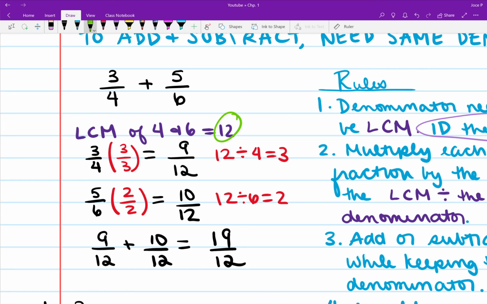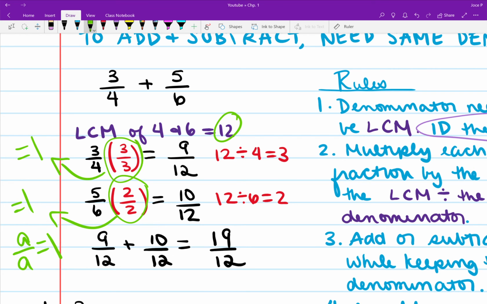If you multiply any number by something over the same something, for example, 3 over 3, 3 over 3 is equal to 1. Same here, 2 over 2 is equal to 1. Any number over itself equals 1. So if you're multiplying by that, you're not changing a thing. So, therefore, 3/4 is equivalent to 9/12, but we now have the new denominator that we need.